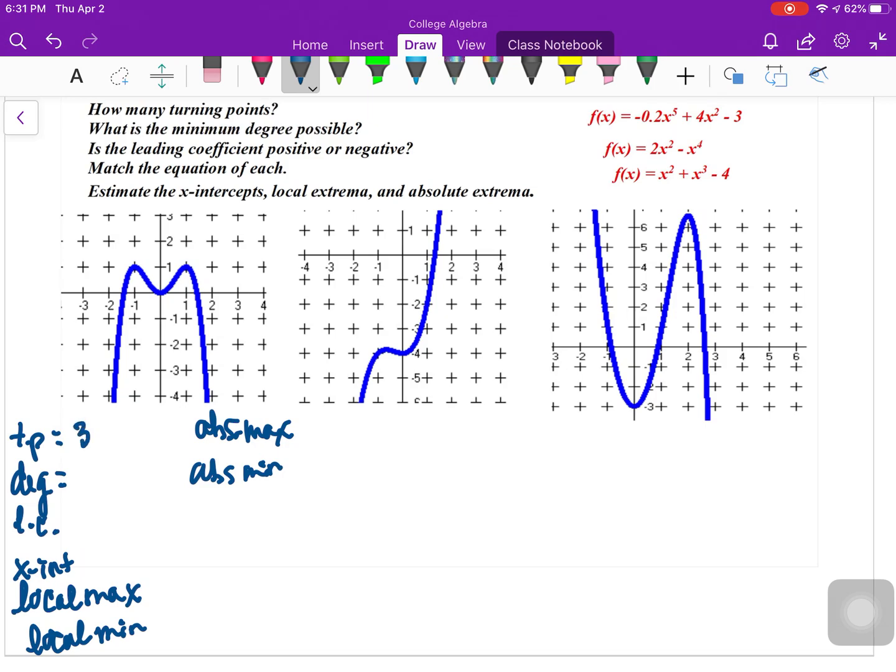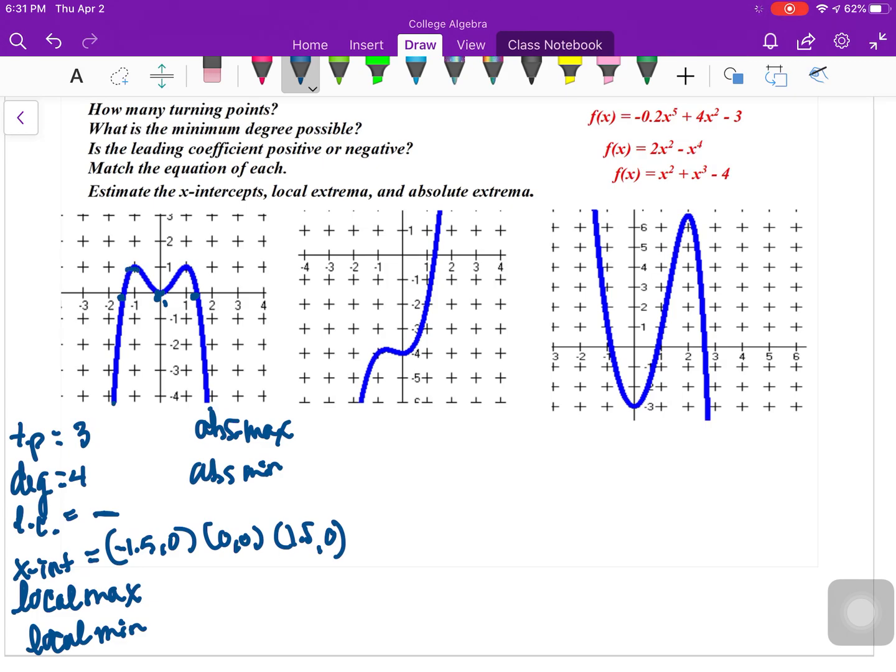So I see 1, 2, 3 turning points. So that means I have to have at least a 4th degree. My leading coefficient is going to have to be negative, since both end behaviors are negative. My x-intercepts are at about negative 1.50, 0, 0, and 1.50.